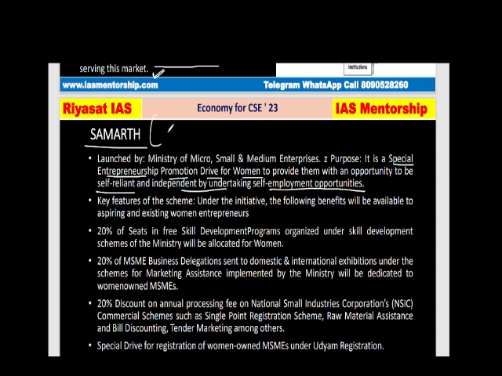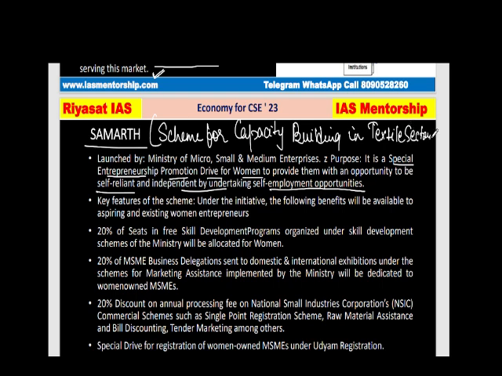The full form of Samarth is your scheme for capacity building in textile sector. Clear? Scheme for capacity building in textile sector. Basically, this has been launched by MSME and the purpose will be to promote the entrepreneurship promotion drive for women. Understand, for women, to provide them with proper opportunity so that they can become self-reliant and independent.